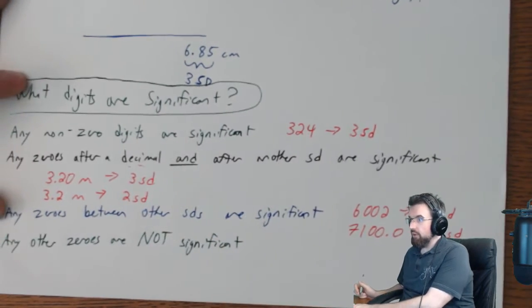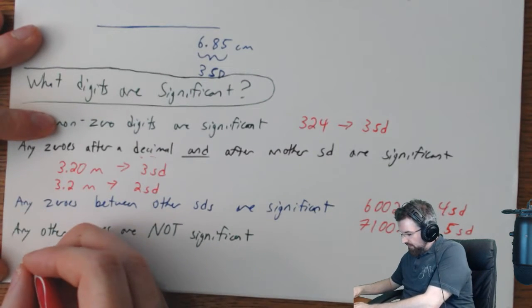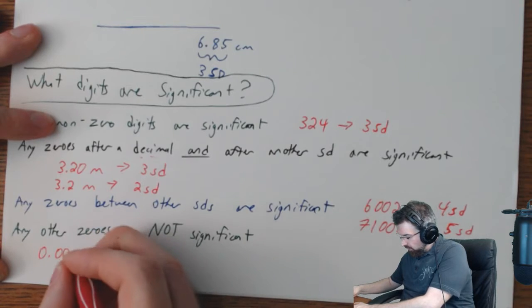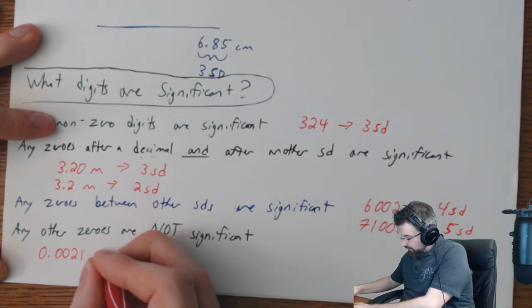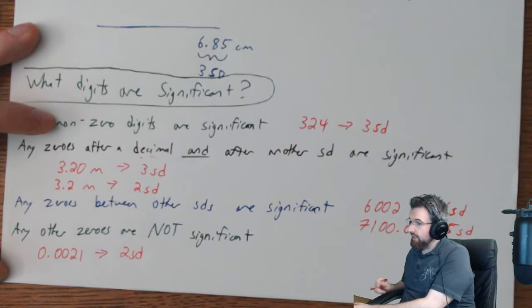And then any other zeros are not significant. Okay, so what do I mean by that? Well, say we had 0.0021. That's 2 SD. Because these 3 leading zeros, those ones don't enter into it at all. Right? Those are not significant.